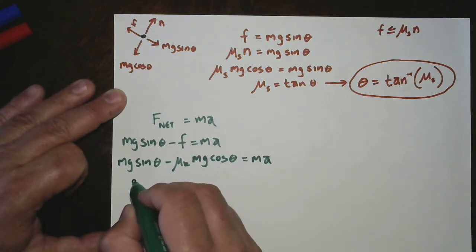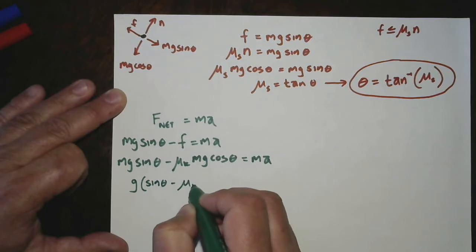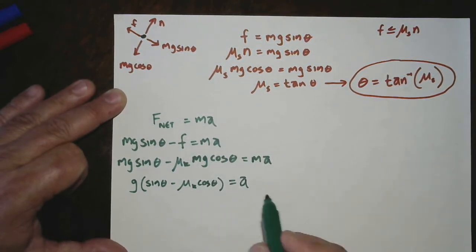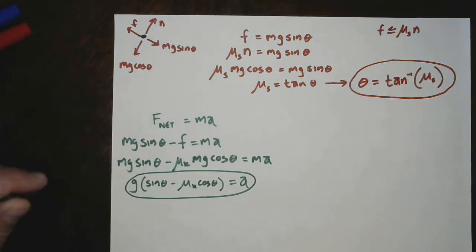And we can factor out a g. So g times the quantity sine theta minus mu k cos theta on this side equals a. And we've done it through the magic of algebra. We have an expression for the acceleration.